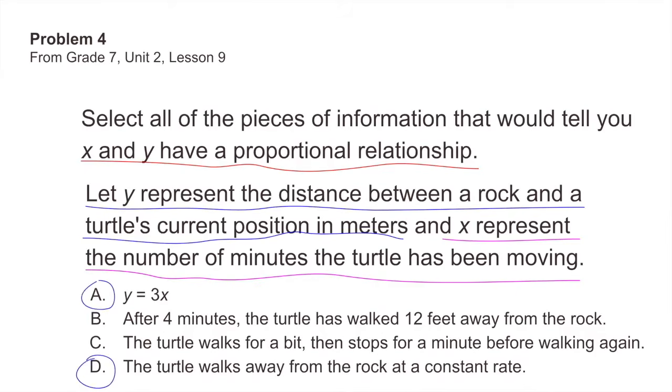I chose A and D. A and D have proportional relationships. Y equals 3 times X matches with D. D says that the turtle walks away from the rock at a constant rate, and Y equals 3 times X represents a constant rate. I almost picked B, but then I noticed that B mentioned a distance of 12 feet and not 12 meters. The instructions mention meters, not feet.